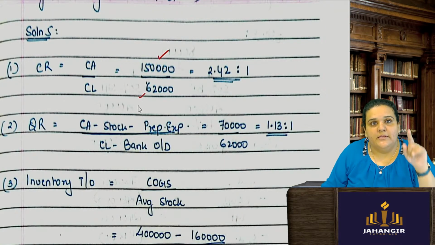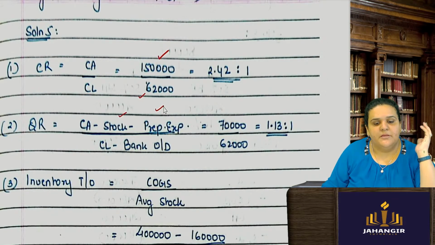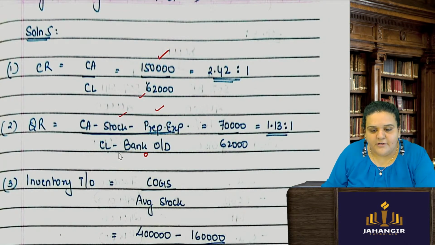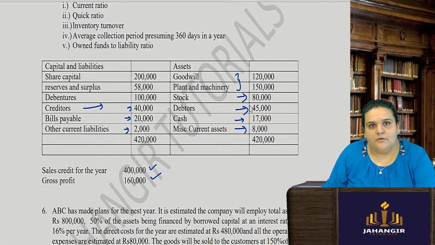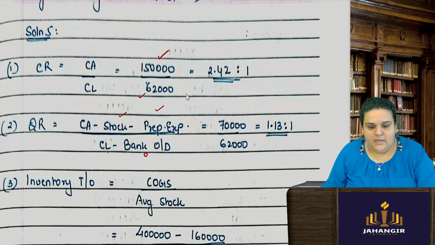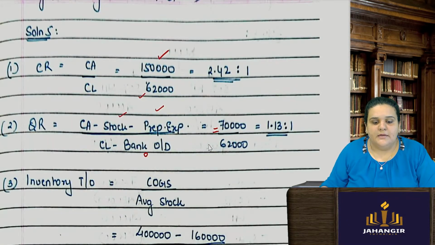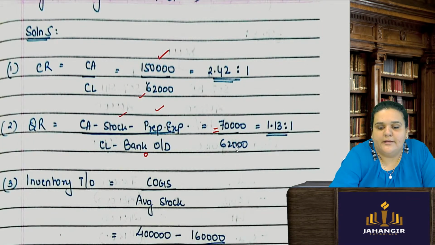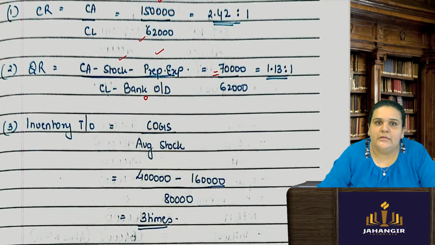Quick ratio will now be current assets. From there I will subtract stock and prepaid expenses. Prepaid expenses I don't have, only the 0. Upon current liabilities minus bank OD. So I don't have bank OD also, it is 0. So basically it is current assets minus stock upon current liabilities. So if I will remove stock from my 1,50,000, I'll get 70,000. Divide by current liabilities, 1.13 will be my ratio.